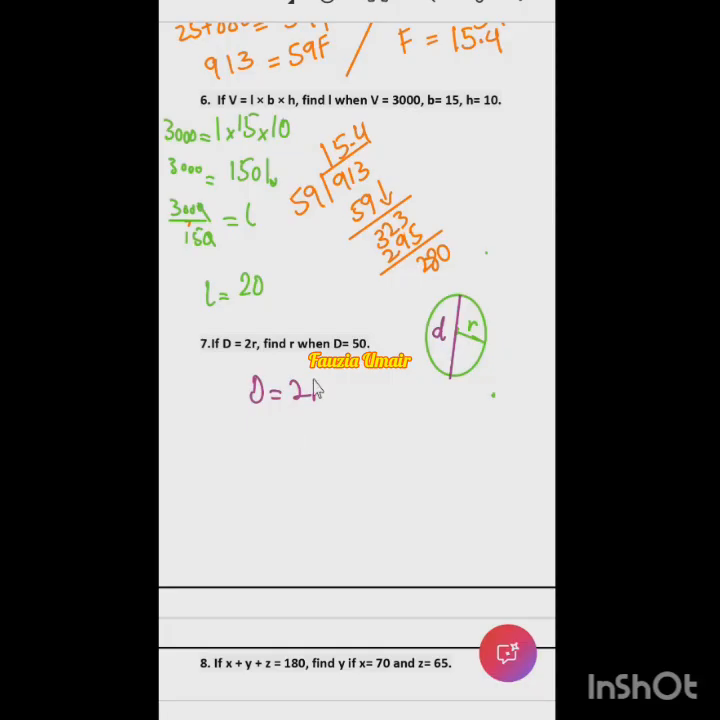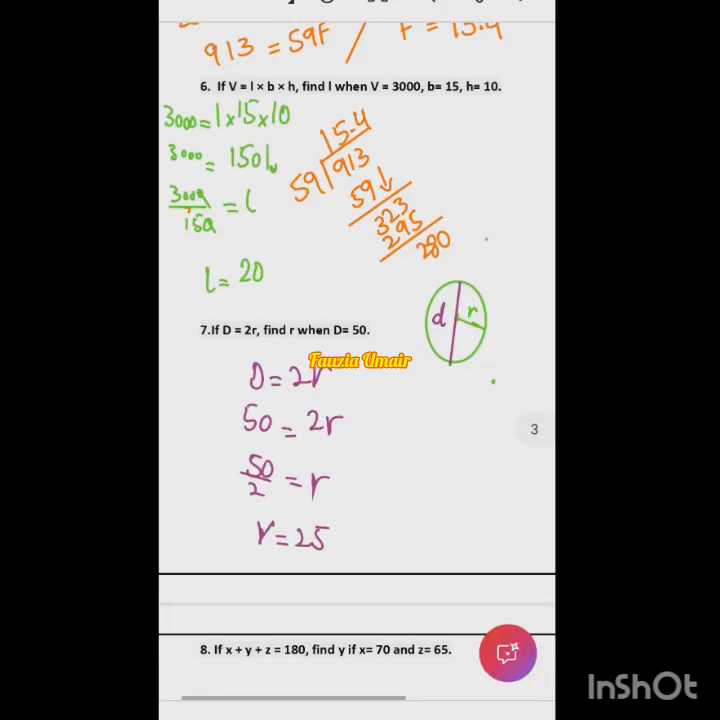So we will just put the value of D. So 50 is equal to 2R. Now this 2 is multiplied with R on this side of the equation. When it will go on the other side, it will go in division. So it was 50 divided by 2. So what is R? 25, right?